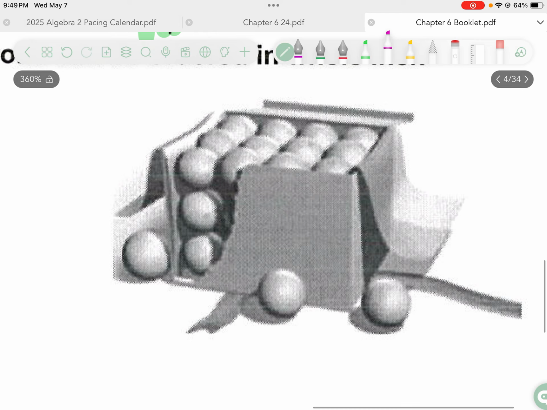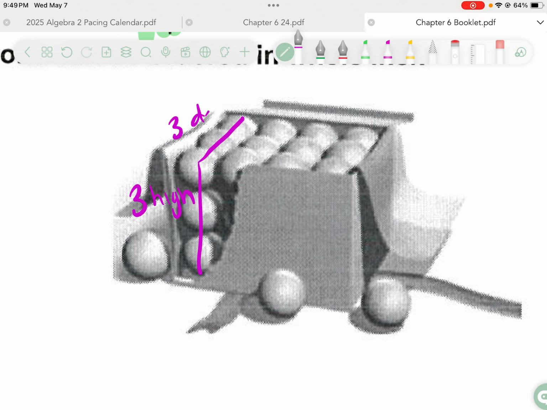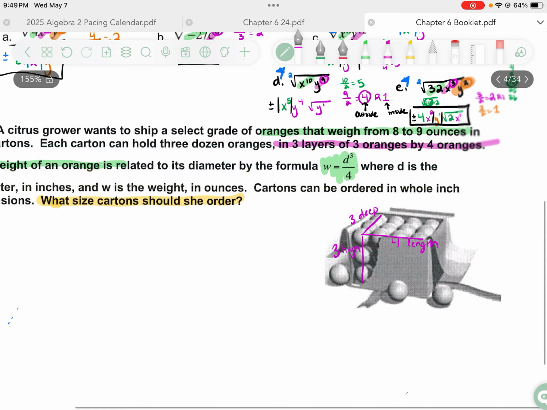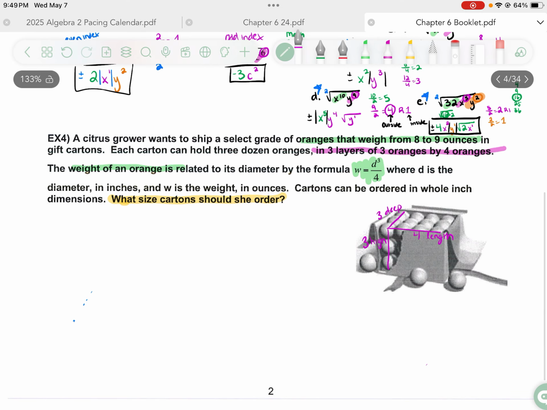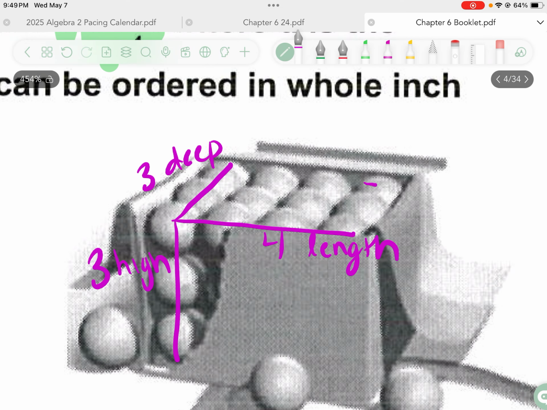So if you just look at this picture here, we can tell that we have 3 high, 3 deep, and then it looks like 4 across, or length. So basically what we need to do is figure out what the diameter is of one of these oranges. So then that will help us figure out how much space we need to fit 4 oranges across, 3 oranges deep, and 3 oranges high.